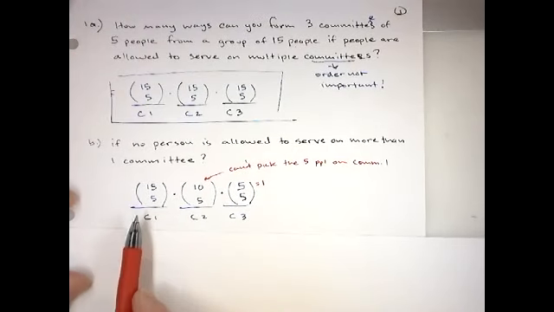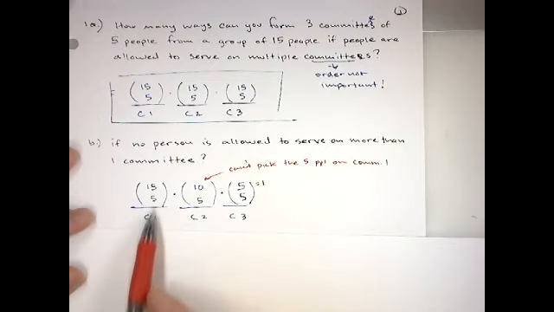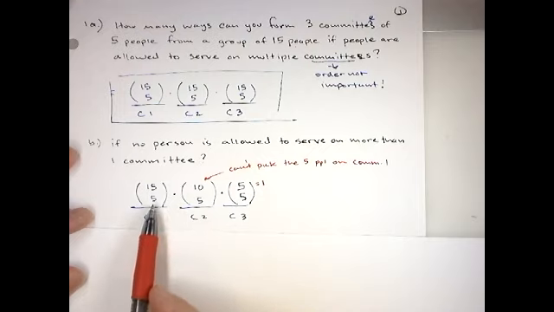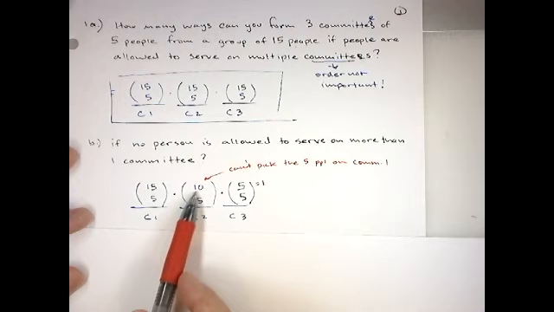I'm still going to start with the multiplication principle. Committee 1, I can choose any 5 of the 15 people. For committee 2, though, whatever 5 people end up on this committee, I no longer can select from them. So I would only have 10 people now to choose from for committee 2.